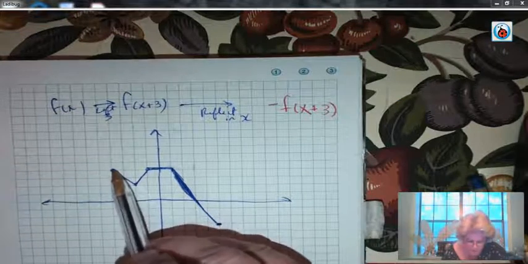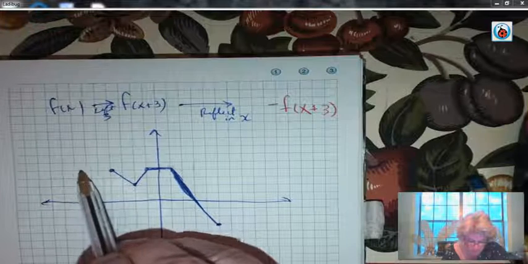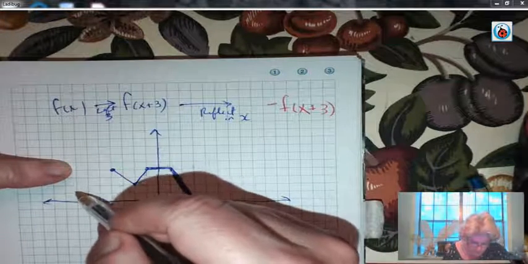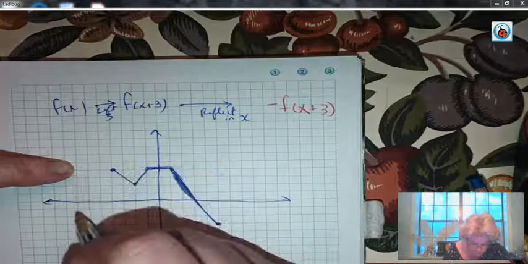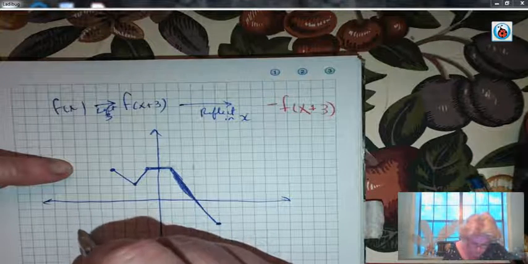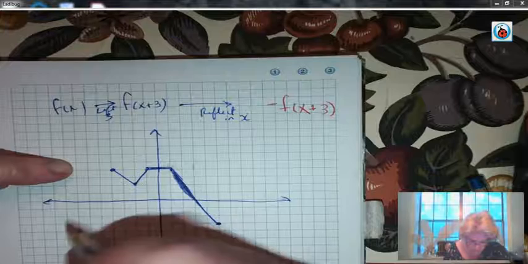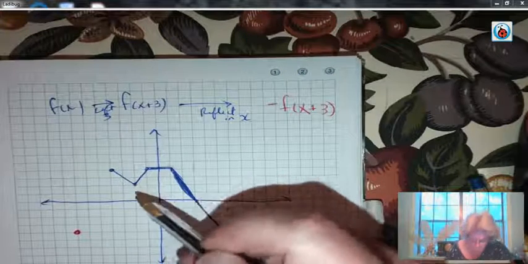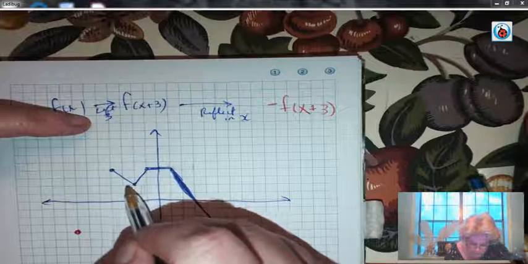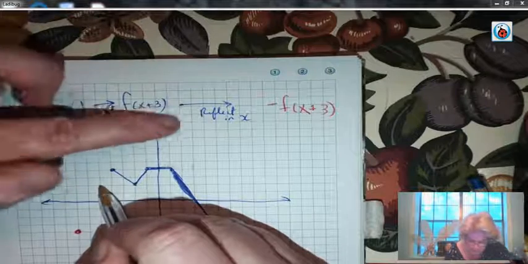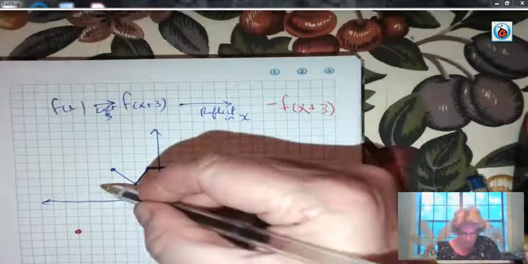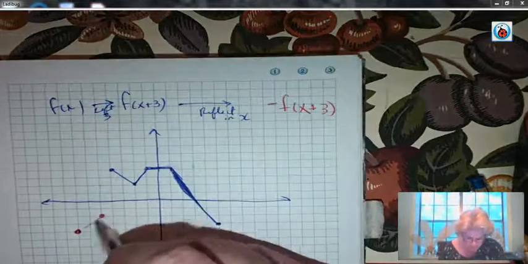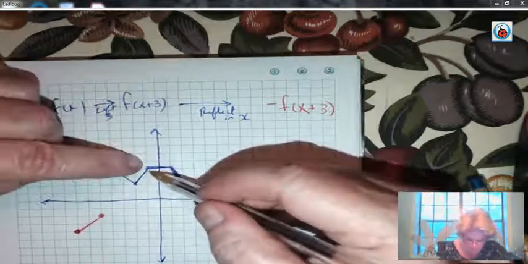So this one is going to go left 3, 1, 2, 3, and then reflect it in the x-axis. Well, this is 1, 2, 3, 4 above. Its reflection will be 1, 2, 3, 4 below. The next point that's easy to plot is this one. So I'm going to take this and go left 3, 1, 2, 3, and then reflect it in the x-axis. This is 2 above. Its reflection will be 2 below. And then connect.